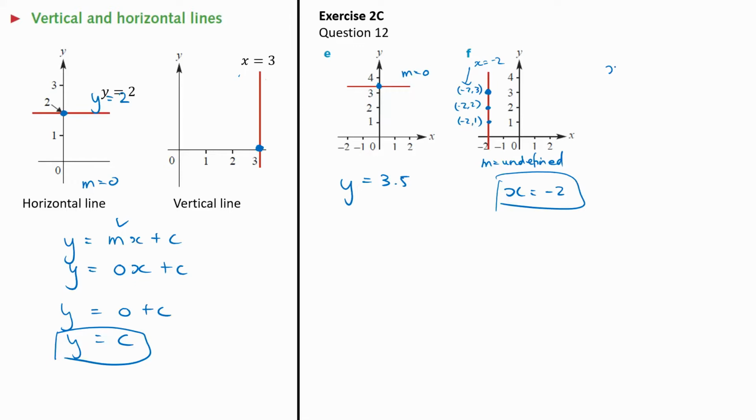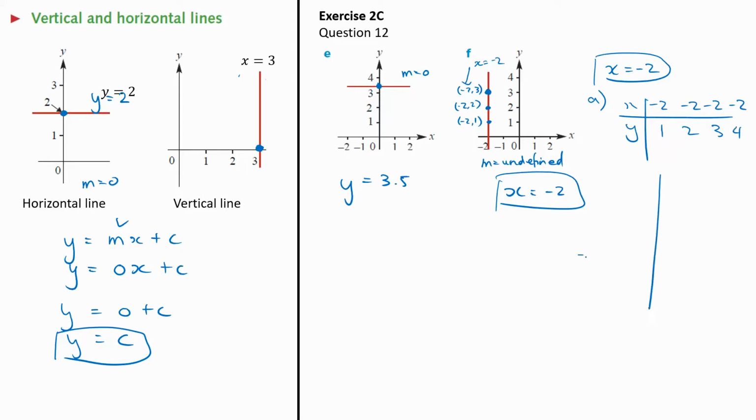Okay, so if you drew a table of values back in year 7 and 8, you would have had questions where they say, fill out the table of values. If you always know x is -2, that's what this rule is saying, then y could be anything, because it doesn't say anything about y, so it could be 1, 2, 3, 4. And if you plot that on a graph, this is where -2 is, 1 is here, -2, 2, and then 3, and then 4. And what you can see is, of course, it's a vertical line.